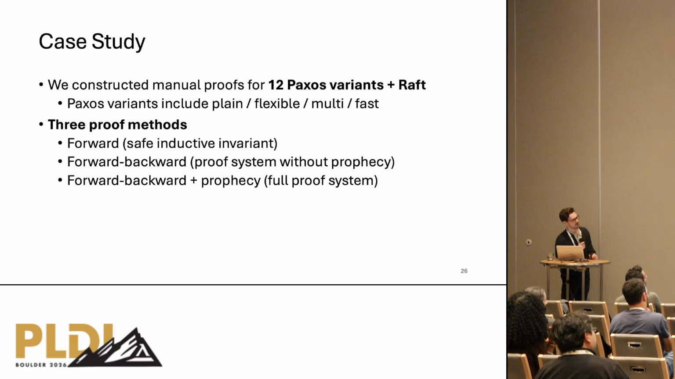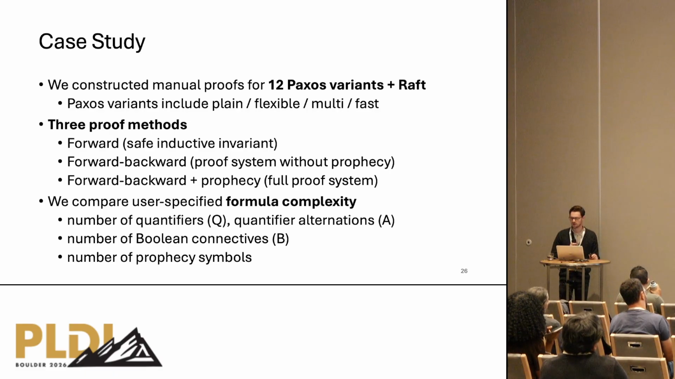And we compared the three possible proof methods for these variants. So the first method is just the forward inductive invariant that is used to prove safety, the traditional method, and then a proof system that only uses forward-backward iterations, and then the complete proof system that also uses prophecy. And we compare the kind of formula complexity that you need to use in order to prove safety for each of these proof systems.